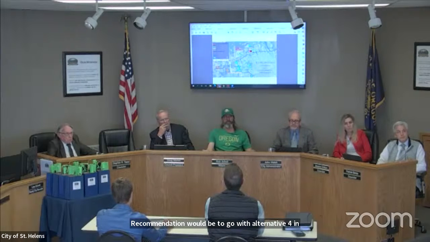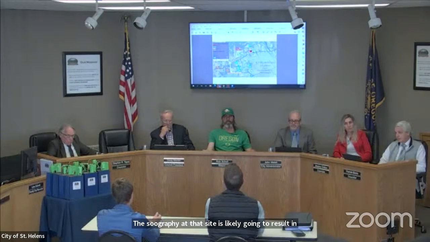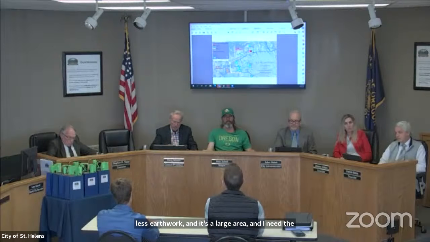It's got the best topography. The topography at that site is likely going to result in less earthwork, and it's a large area. And then the transmission pipeline will mainly be in the Sykes Road right of way, not going through private property here.